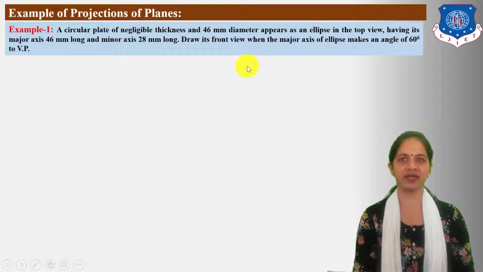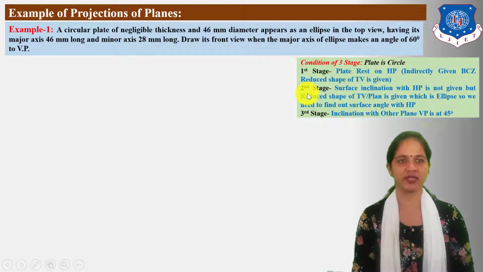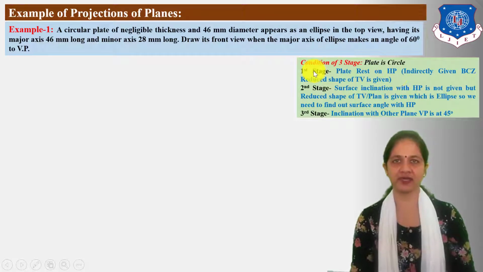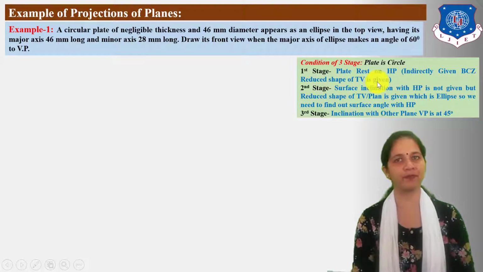Now, as per the given data, first list out the given 3-stage conditions. Here the plate is a circle. The size of the circular plate is given as 46 mm diameter. As per the given data, the plate rests on HP. In the first stage, it is indirectly given because the reduced shape of the top view or plan is given. So, the plane rests on HP.